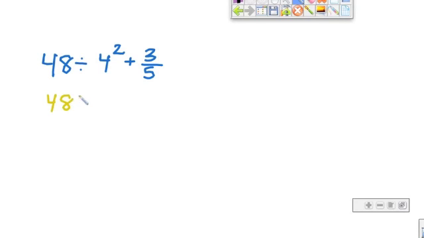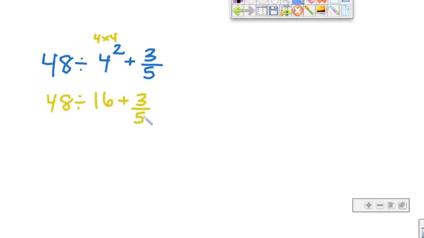All right, let's try this problem. We have 48 divided by 4 squared plus 3/5. All right, so the first thing we're going to do is get rid of this exponent right here. So I'm going to bring everything else down. 48 divided by, now instead of writing 4 squared, 4 times 4. Remember, this means to write it that many times, which gives me 16 plus 3/5.